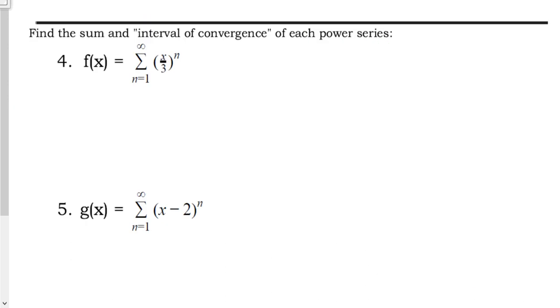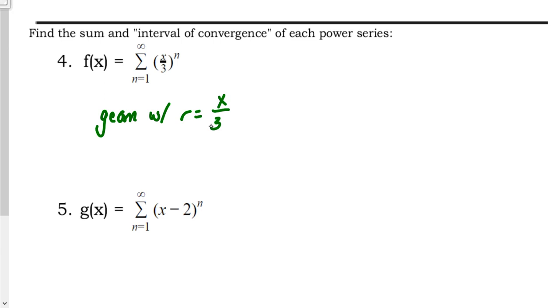Okay, here's 4 and 5. So this question says, find the sum and the interval of convergence for each power series. Okay, that sounds pretty good. In number 4, what's our ratio? It's geometric in structure. So my constant ratio is x over 3. Right? If you weren't sure about that, you could write out a few terms. Plug in 1, plug in 2, plug in 3, plug in 4, right?